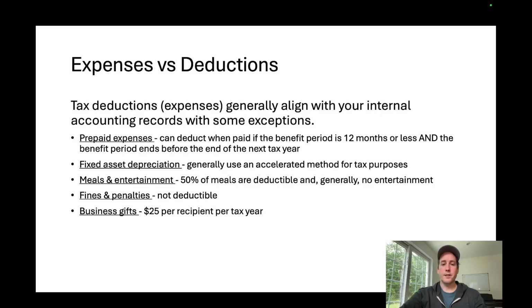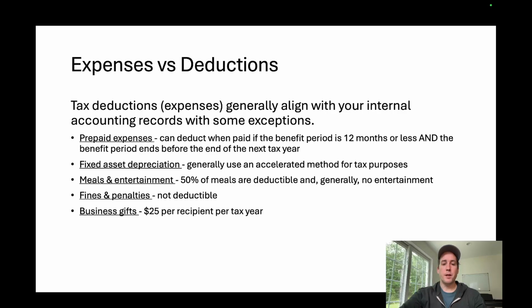Now, like I said, tax deductions, so expenses for your tax return, generally align with your internal records, but there are a handful of exceptions. So I'm going to run through a few of those.